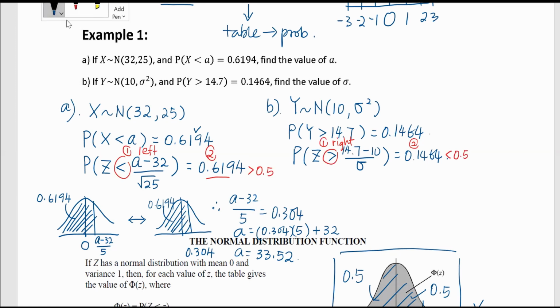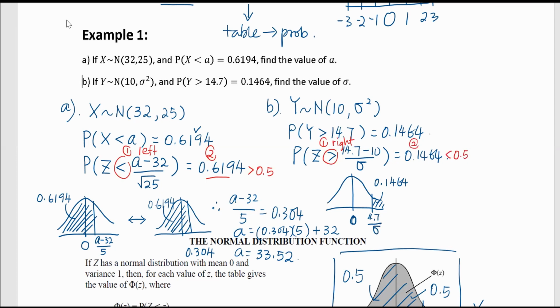So we combine these two pieces of information, and we will be able to sketch the bell-shaped curve, the standardized one, 0 in the middle, greater than towards the right, and the area is less than 0.5. Which means the z-score must be a value somewhere here, which is a smaller area, that gives you a probability of 0.1464. And that is a z-score, 14.7 minus 10, which is 4.7, divided by sigma.